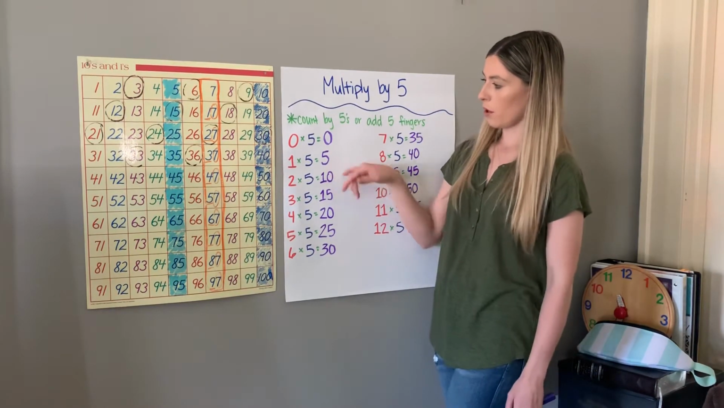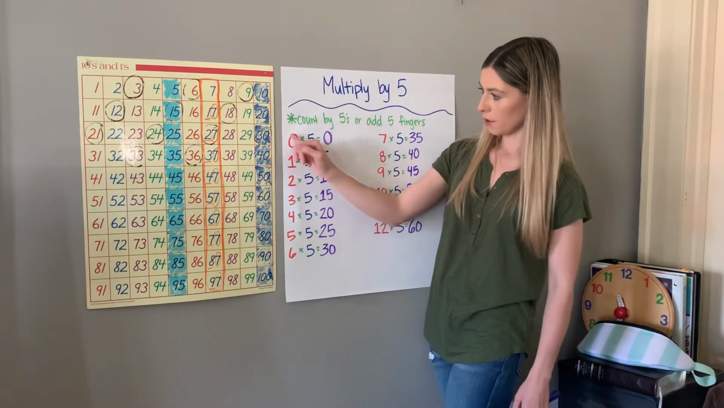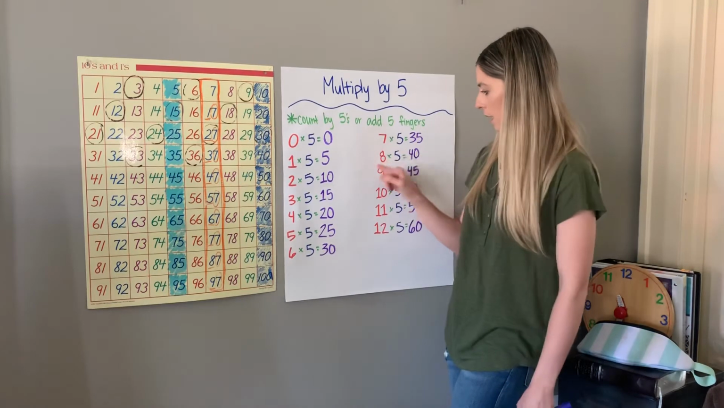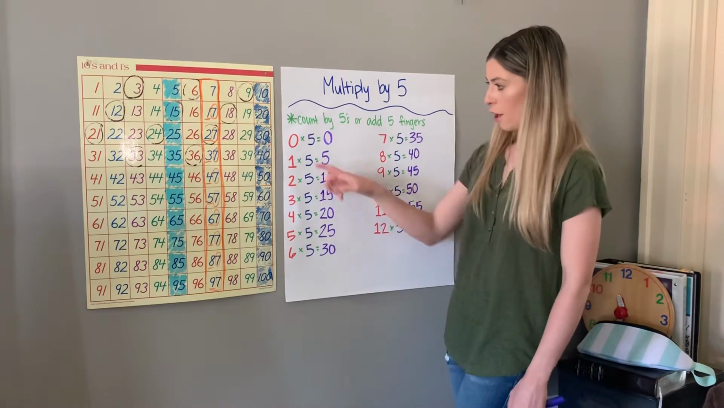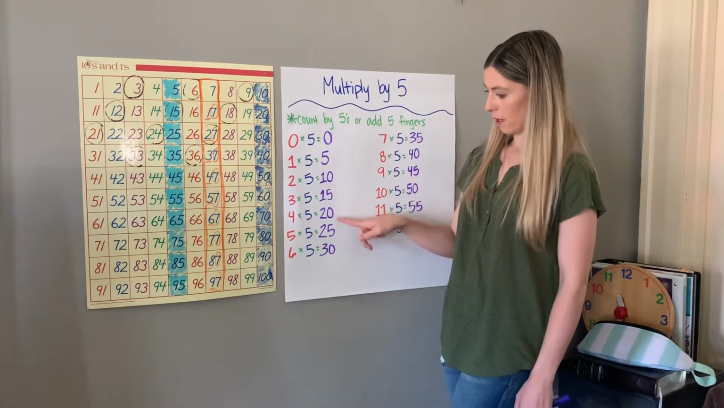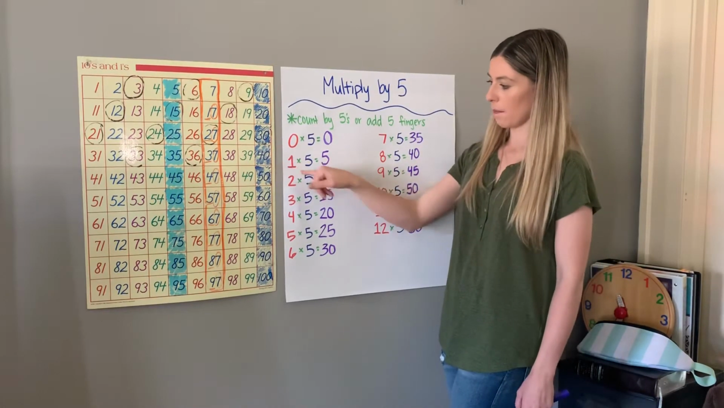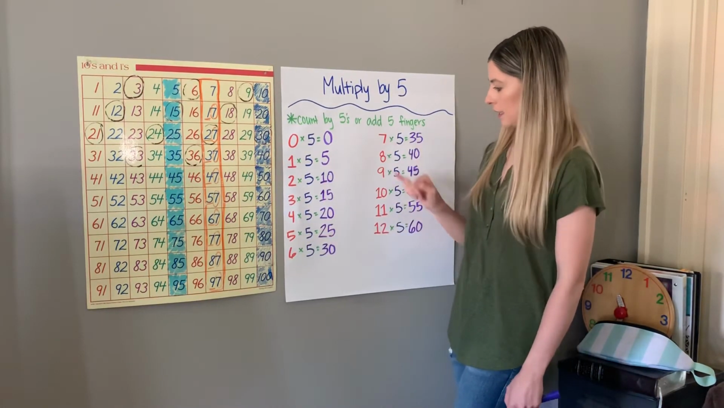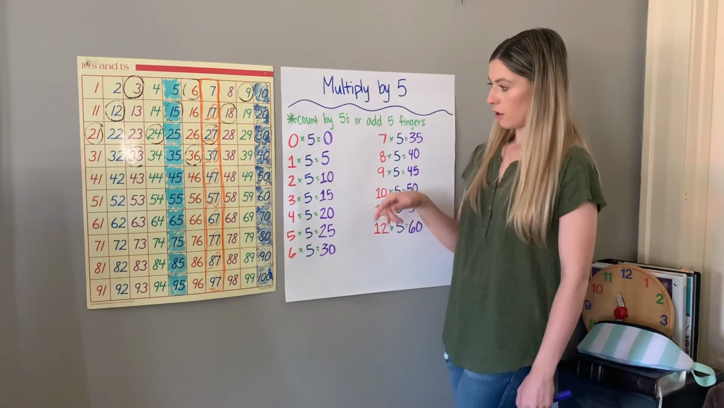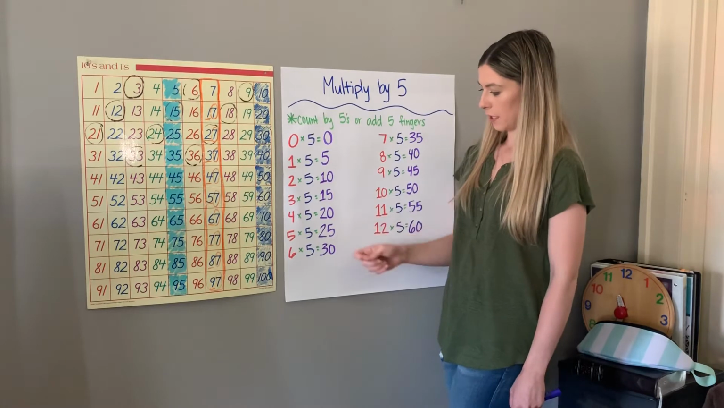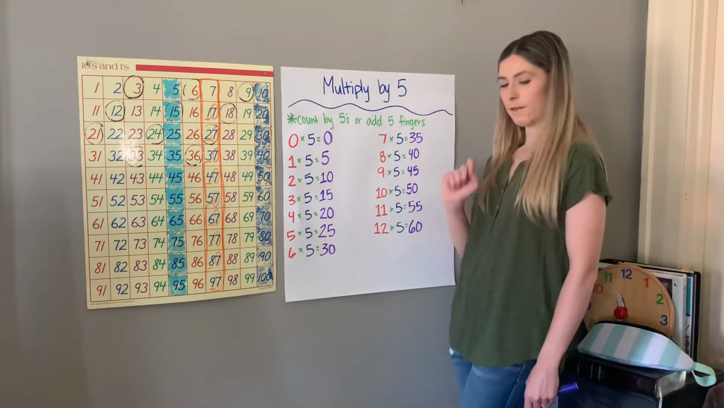The other pattern you can see is when you're multiplying by an even number, so 0, 2, 4, 6, 8, 10, and 12, those are all the ones that end with the zeros. And if you're multiplying by an odd number, 1, 3, 5, 7, 9, 11, those are all the ones that end with a 5 in the ones place. 5, 15, 25, 35, 45, 55.